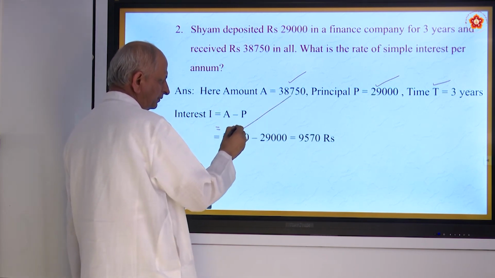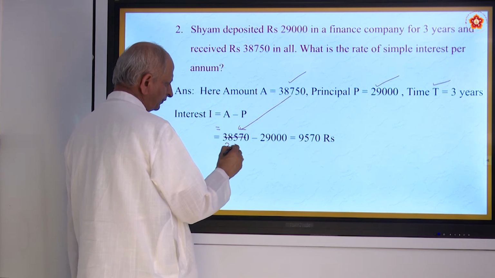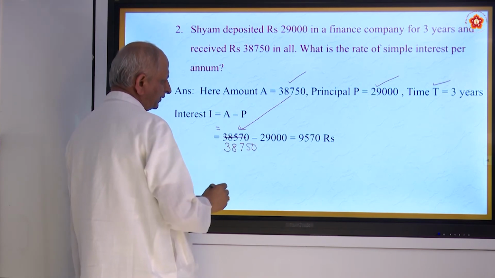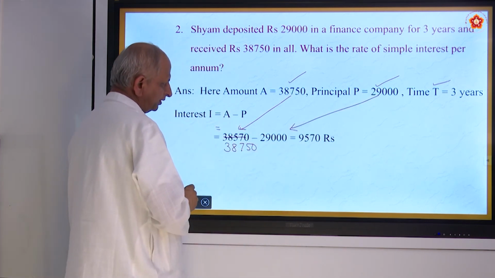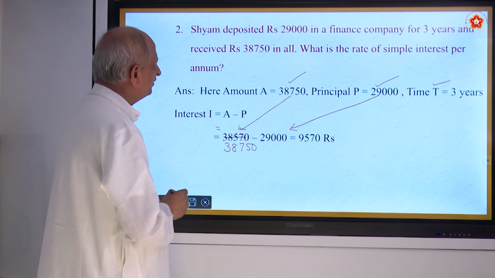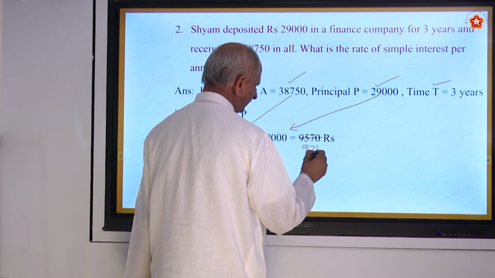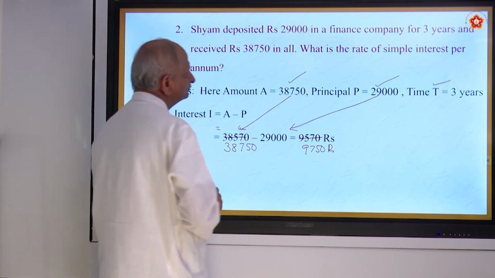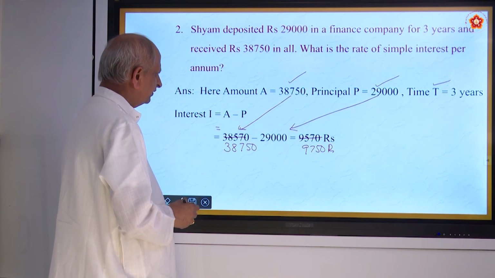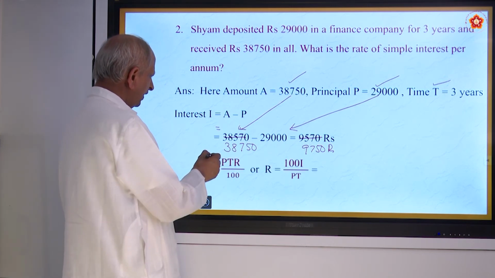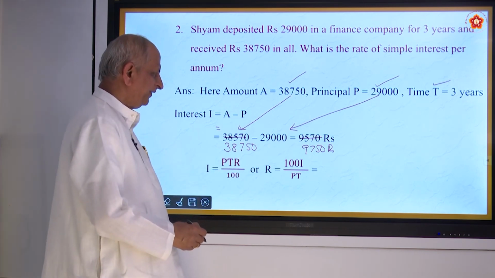What is A? 38,750. This one. And what is P? 29,000. Subtract, you get 9,750. Is it not? Yes. Then you have I. I is equal to PTR by 100. You want to find out R, the rate of interest.